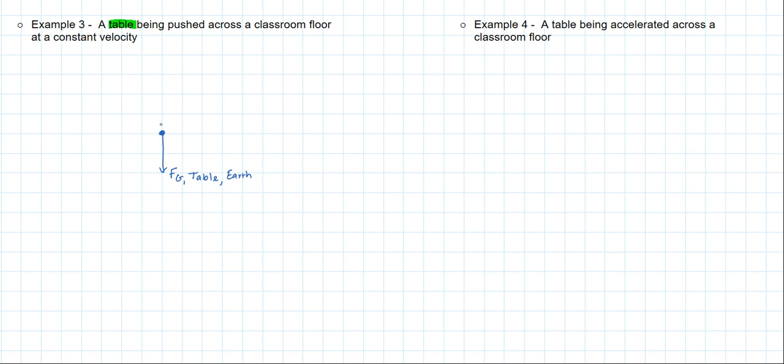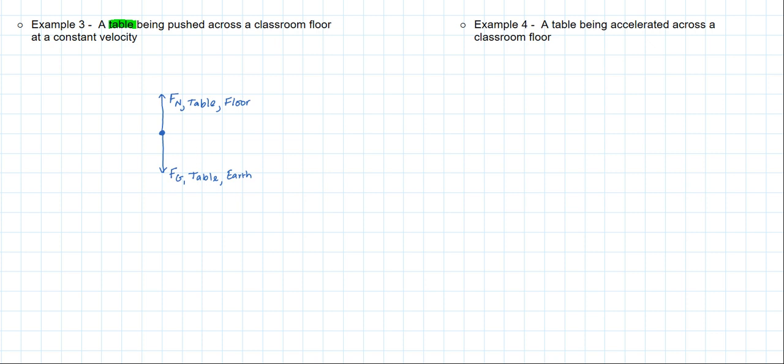So I'm going to draw an upwards force that's going to be exactly the same length as this one. And this is going to be a normal force still acting on the table by the floor. You could put ground or whatever else you wanted. Notice that the key thing here is that the second word on the label is always the same for all the forces because we are drawing a force diagram or a free body diagram for the table, not for anything else.